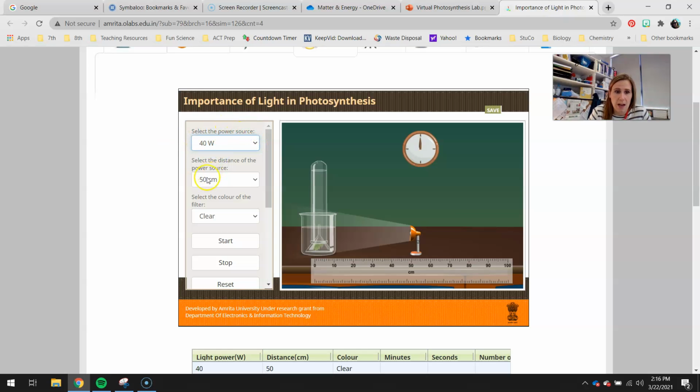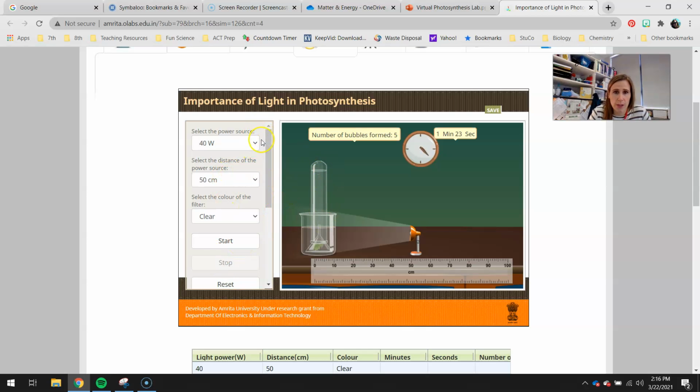All right, so again, your 40-watt light source is right here, so we're going to make sure it's on 40. We're not going to do anything with the distance for this one. We're not going to change our light. We're going to stick with that white light, and then we're going to hit start, and you are going to count 1 bubble, 2 bubbles. Notice the timer right here. When that gets up to a minute, you're done. 3 bubbles. And 4 bubbles, roughly. Okay?